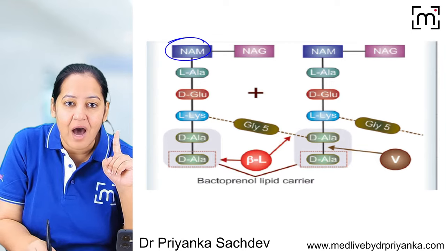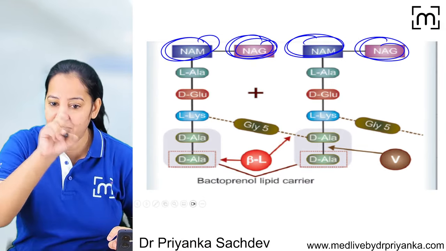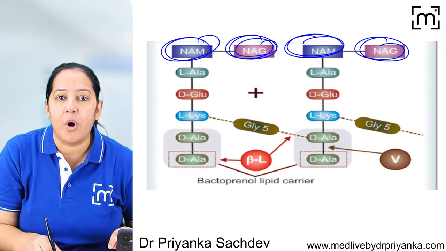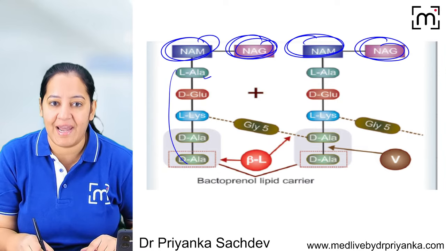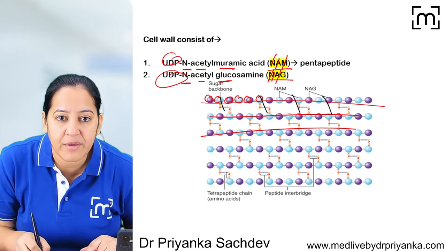Please see. This is NAM, this is NAG, this is NAM, this is NAG. So one NAM, one NAG, alternating. Now the NAM has a pentamer of amino acids. There is a chain of pentamer: alanine, glutamine, lysine, alanine and alanine. So there is a pentamer. Here also you can see.